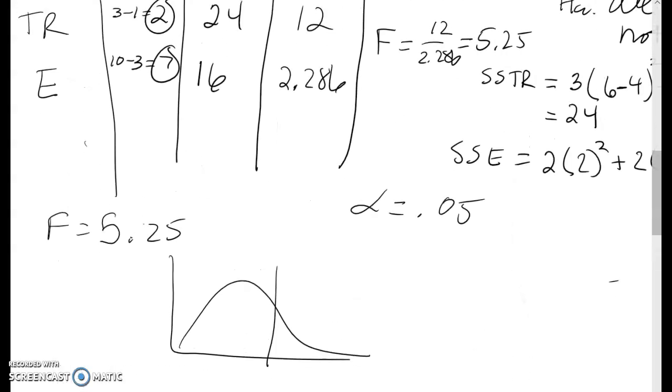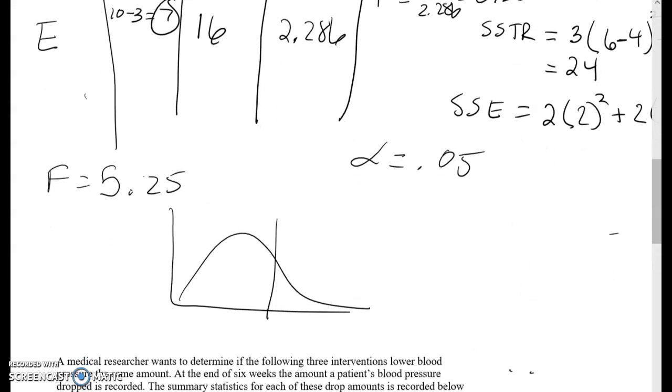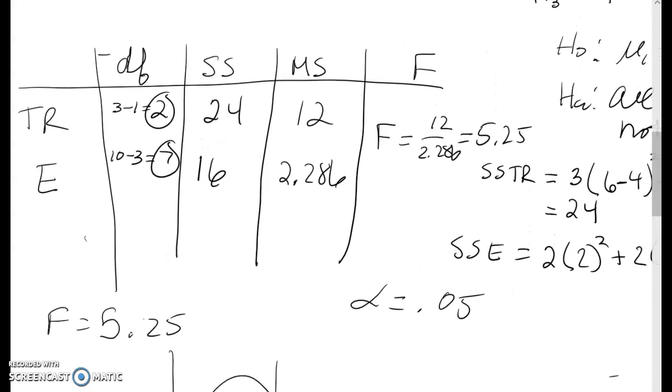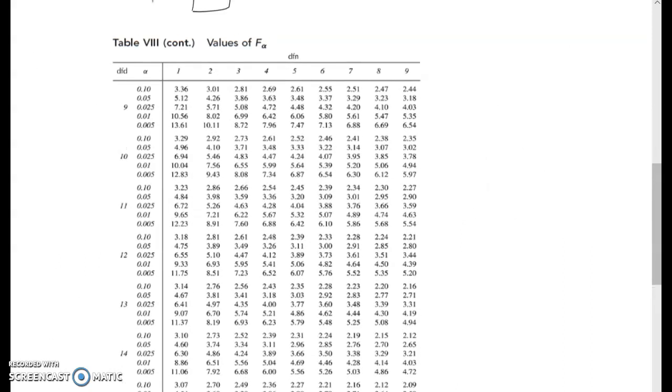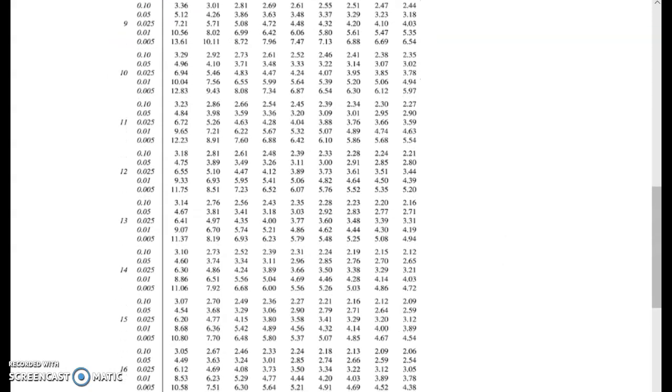Hi everyone. In part one, we left off doing a critical value approach for this particular problem. So we need to go to our F table and find the critical value when the degrees of freedom in the numerator are 2, the degrees of freedom denominator are 7. So we go to our table and we have 2.